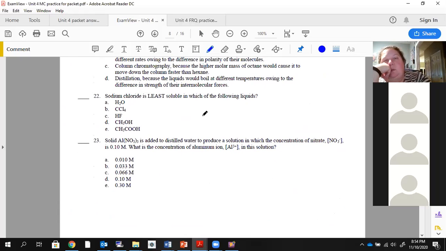Okay, so for this one, sodium chloride, since it's an ionic substance, we want it to be with other polar things. Ionic is like the ultimate far end of polar. So A, C, D, and E are all polar.